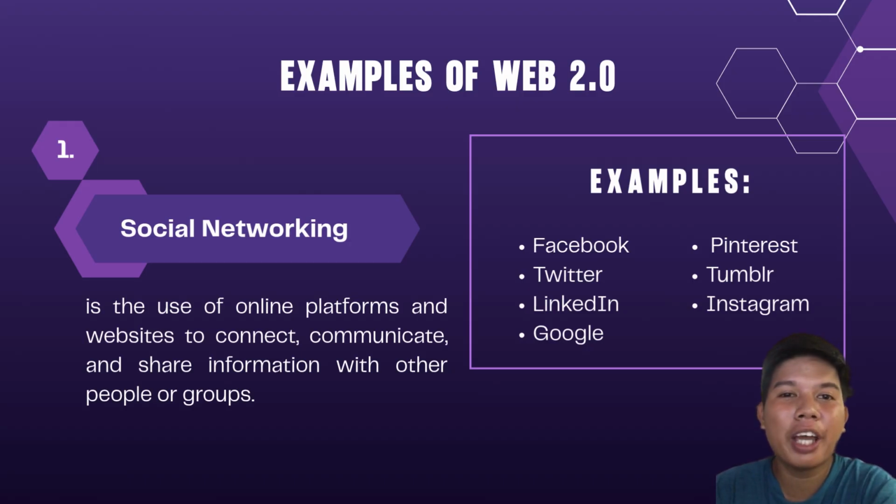To be able to understand it well, we have here examples of Web 2.0. So first is social networking. When we say social networking, it is the use of online platforms and websites to connect, communicate, and share information with other people or groups, just like Facebook, Twitter, Pinterest, and I know there are so many online platforms that we use today that connect us from other people.